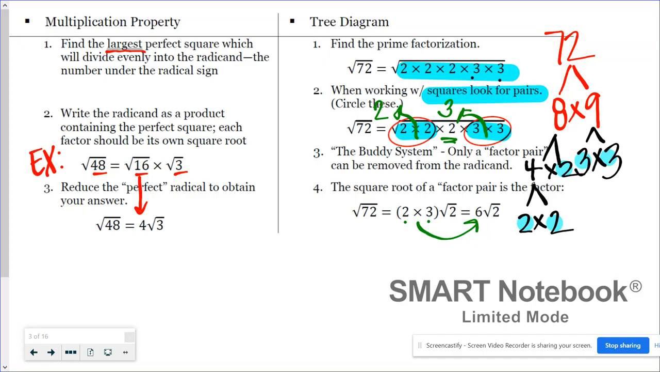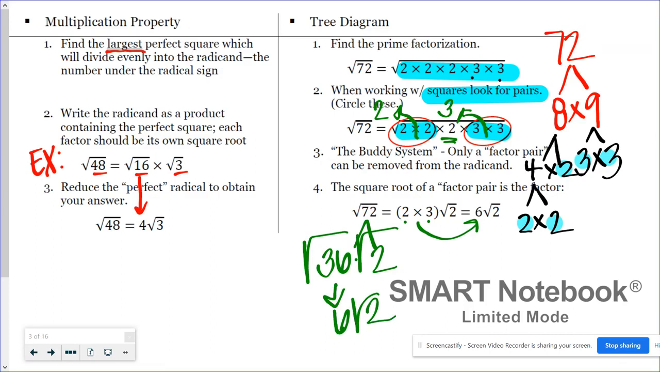So you can break these numbers down if that helps you. Maybe you're like, but wait a minute, 72 is 36 times 2. And if you had recognized that right off the bat, you would be using that multiplication property to get 6 root 2. So it's just like whatever's going to work for you, or whatever works for that particular radicand you're working with, you know?